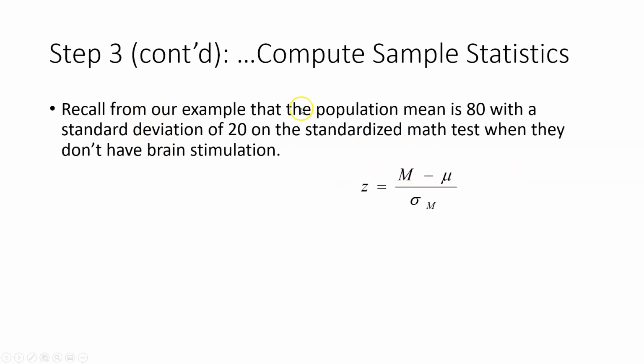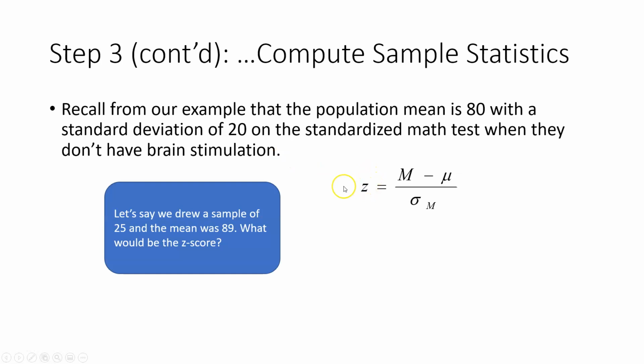So recall from our example that the population mean is 80 on this math test, and the standard deviation is 20 on that same math test when they don't have brain stimulation. So in our z-score formula, we can say we draw a sample of 25, and the mean of that sample was 89. Plug in your values, and we figure out what our z-score would be in that case.